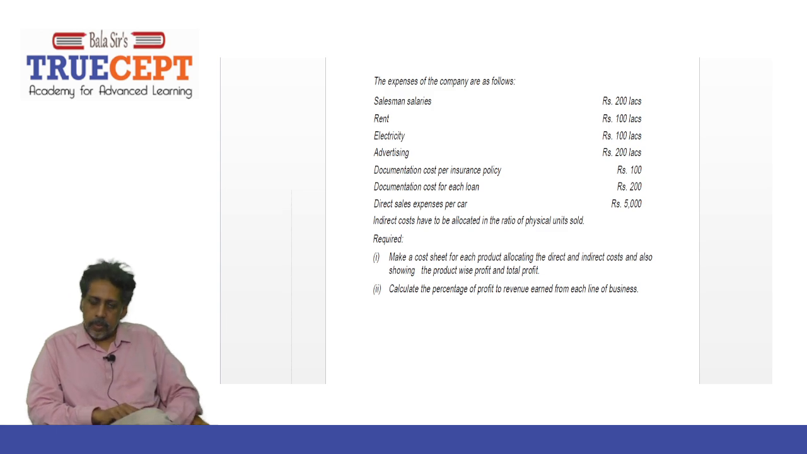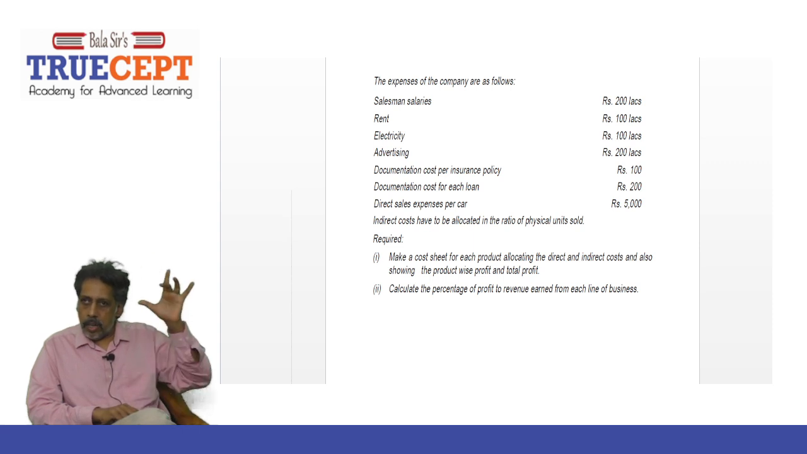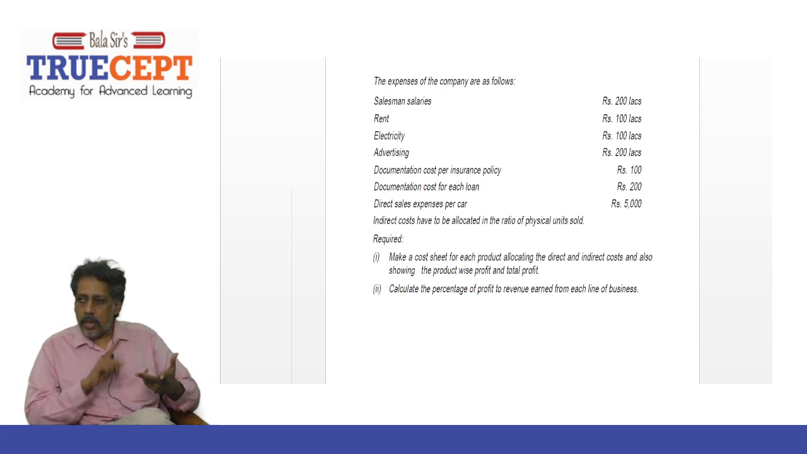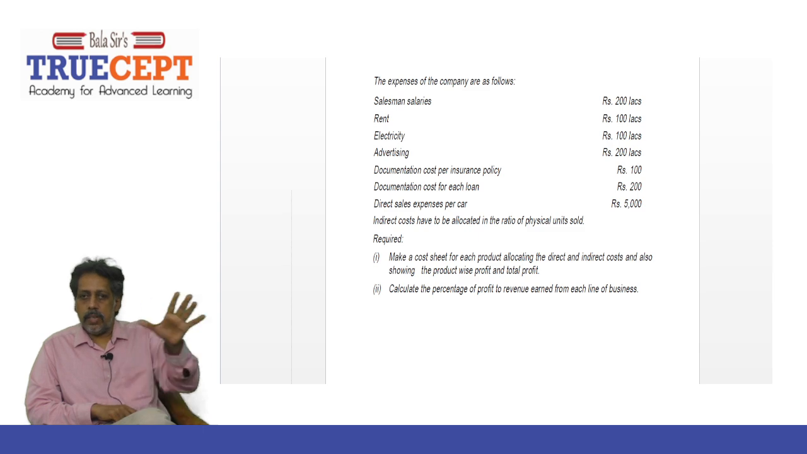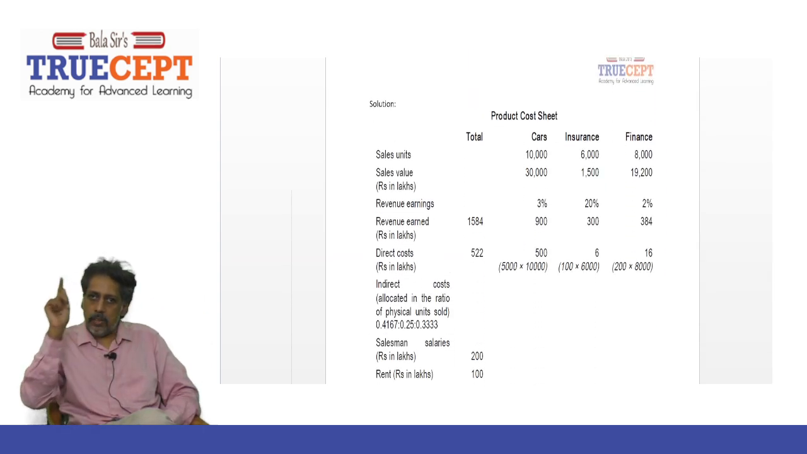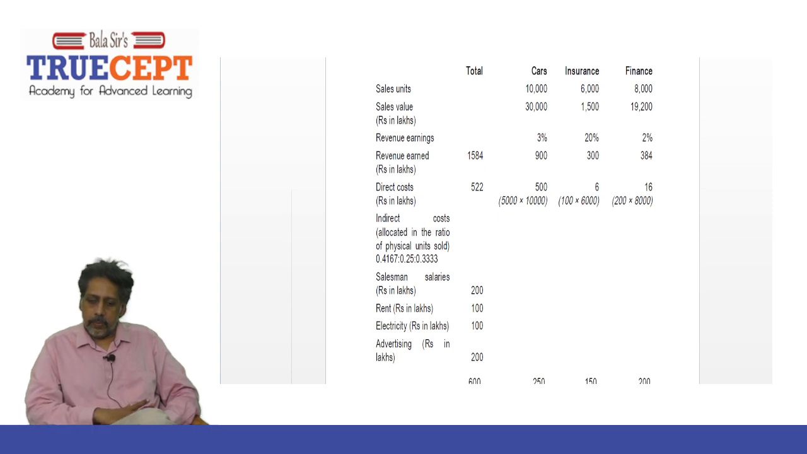Now let us go ahead and make an income statement for the 3 products and ascertain the profit you are making on 3 products, and also find the profit as a percentage of revenue earned by your dealership. Now let's go ahead with the solution.